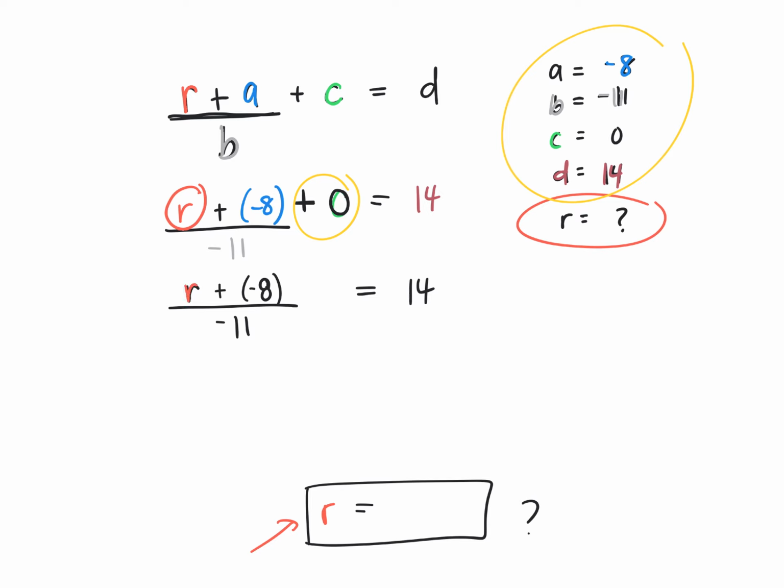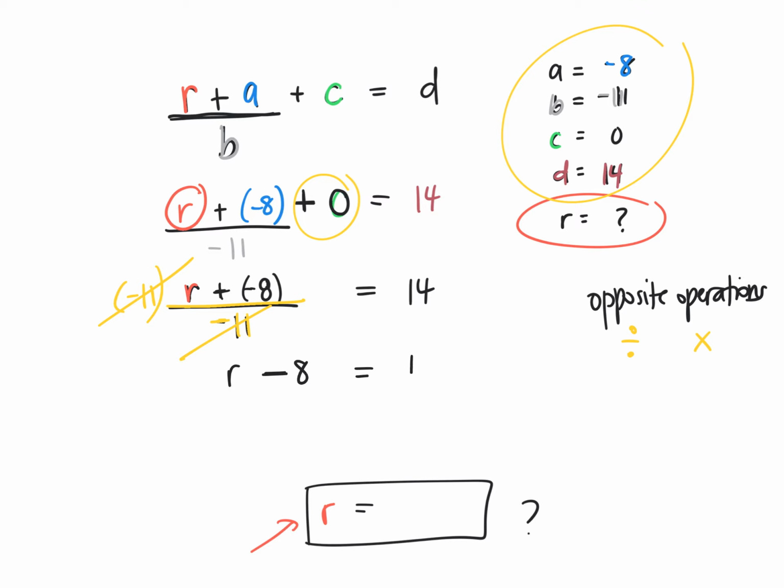Again, we're trying to get r by itself. So we have r plus -8 divided by -11. We want to do the opposite operation. We want to remove this fraction, divided by -11. What's the opposite of divided by -11? The opposite of division is multiplication. So if I multiply this by -11, I am undoing that operation and getting rid of that. So I'm just left with this r plus -8, or I can just write r take away 8, because plus a negative becomes take away, equal to 14.